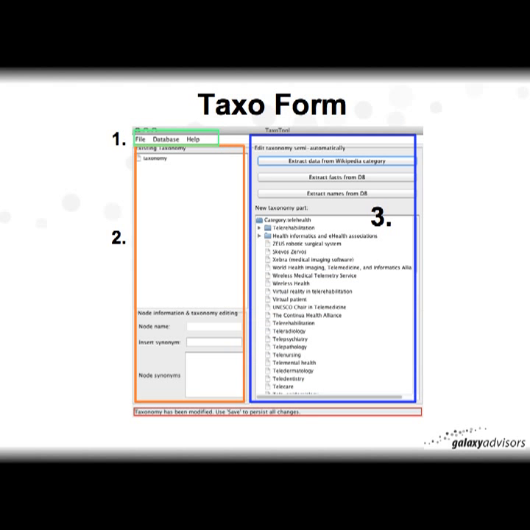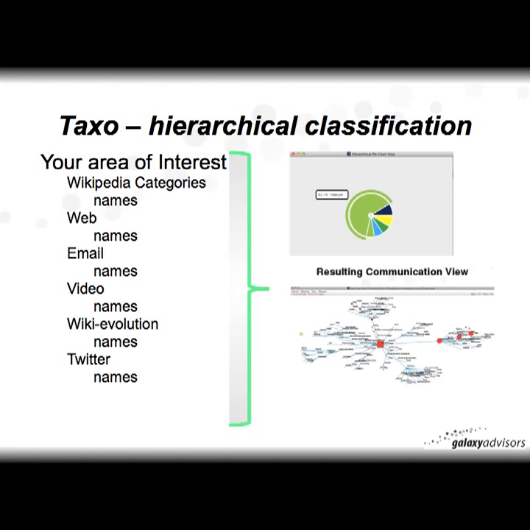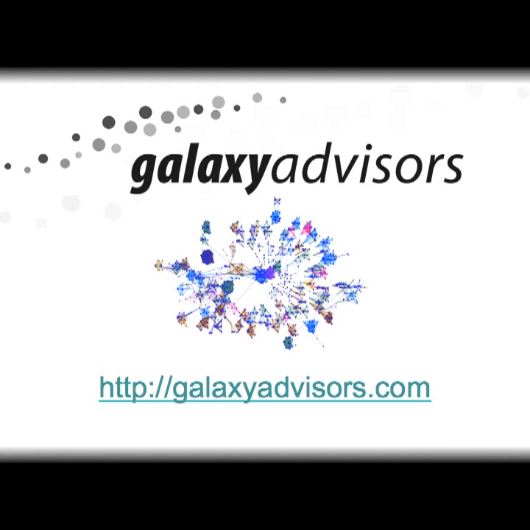So that's an introduction to the Taxo or taxonomy form and how to expand your vocabulary and websites and interest around your area of interest. Again, that's the hierarchical classification with the possibility of these 5 other databases, including the Wikipedia categories, to get that hierarchical pie chart and a resulting communication view. I hope that gives you another brief example of using the tool for Condors on the Taxo or taxonomy tool. Enjoy.